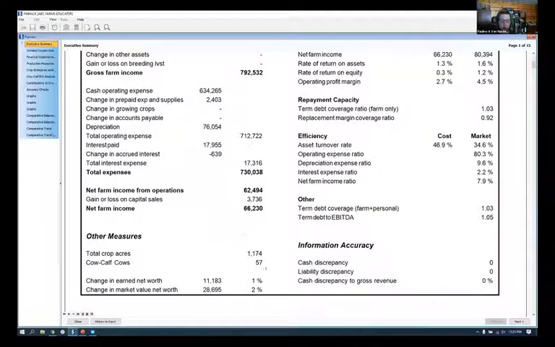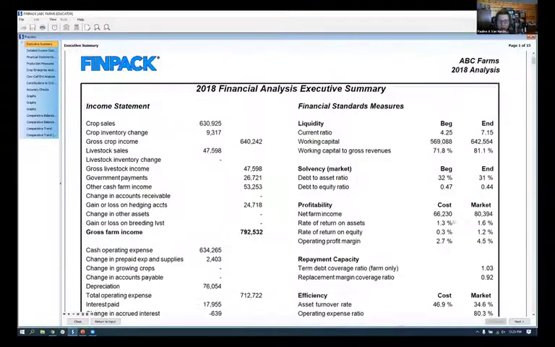Then a few other measures and information here. So we can see earned net worth and market value net worth, and a quick look at some production metrics for this operation. On the right-hand side are a lot of the ratios and measures that you expect to see. We do follow Farm Financial Standard guidelines throughout FinPack, so you're going to see those 21 recommended ratios and measures.